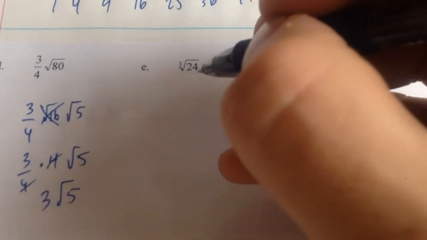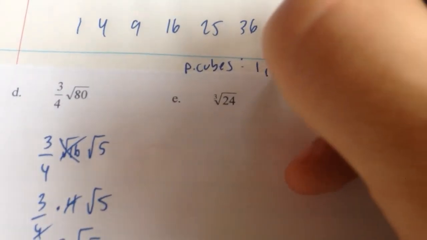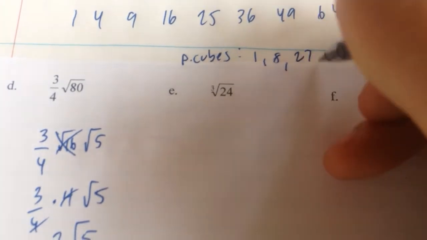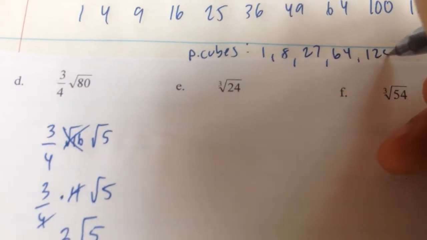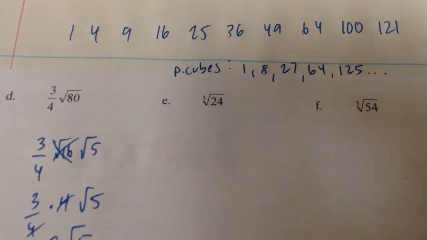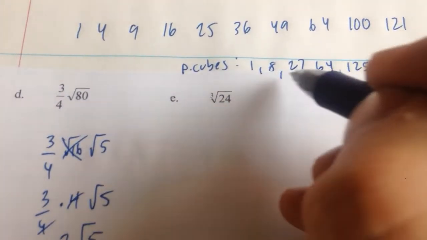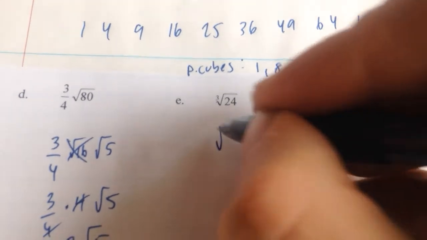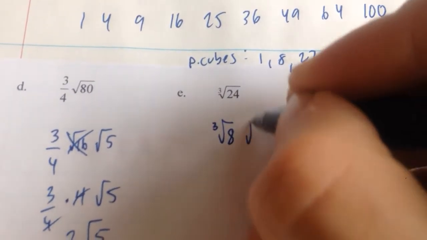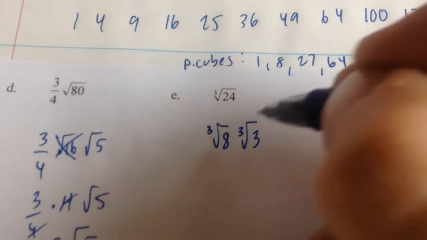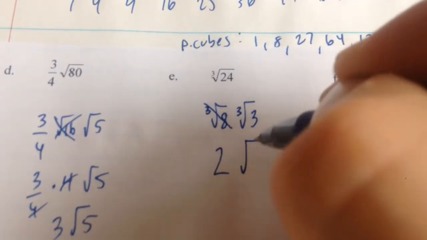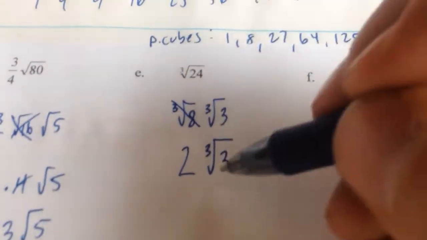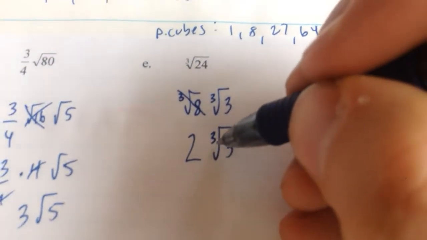Now this is saying the cube root of 24. So now if I want to list my perfect cubes, they are 1, 8, 27, 64, 125, etc. I need to find a number on this list that's a factor of 24, so I say the cube root of 8 and the cube root of 3. The cube root of 8 is 2. This is not a perfect cube, so we leave it like that. 2 is a coefficient, 3 is the index, this 3 is the radicand.